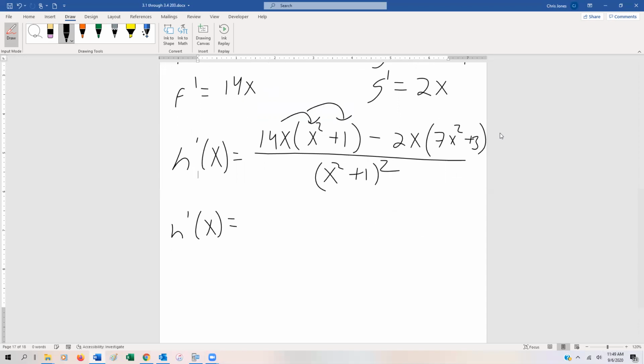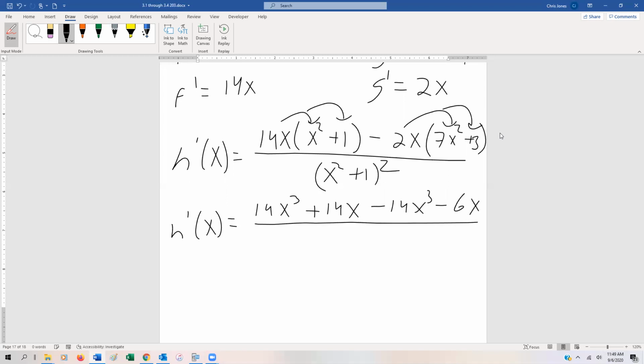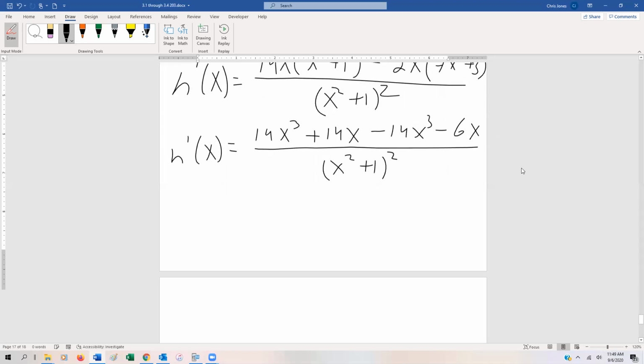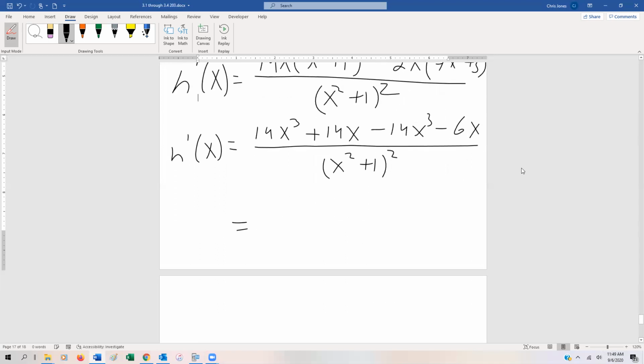So distributing 14x, we get 14x cubed plus 14x. Distributing the negative 2x, we get minus 14x cubed minus 6x. And in the denominator, we still have x squared plus 1 squared. And so ultimately, what does that turn into? Fortunately, we get this to cancel out.